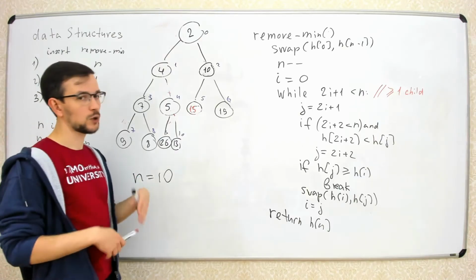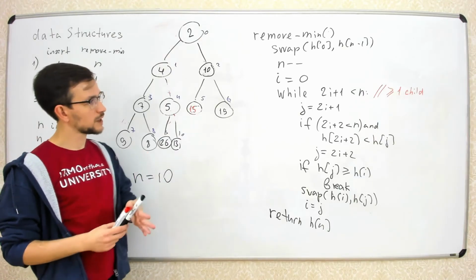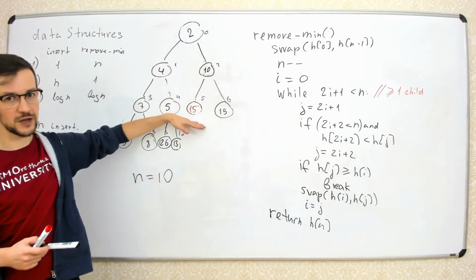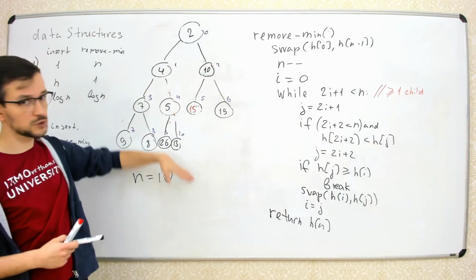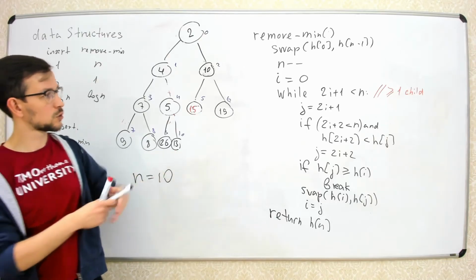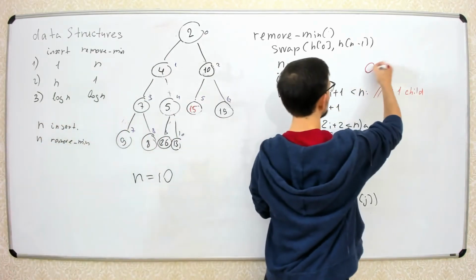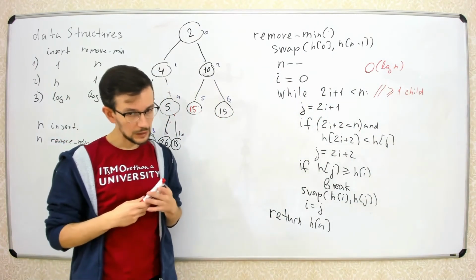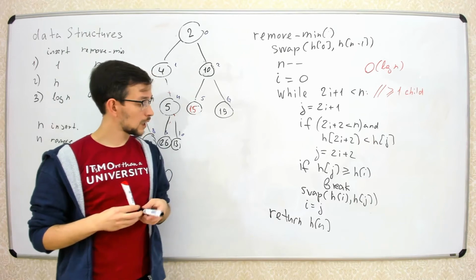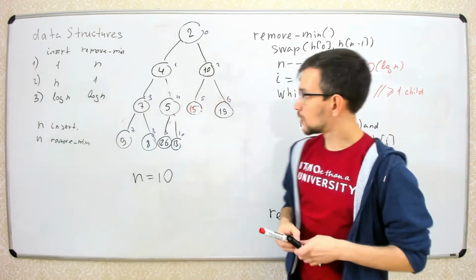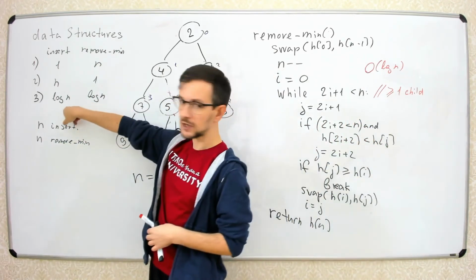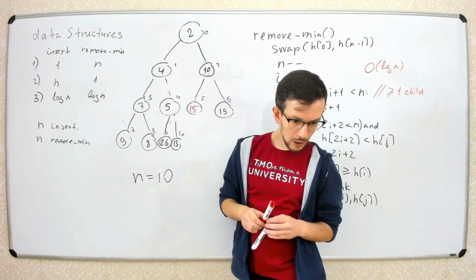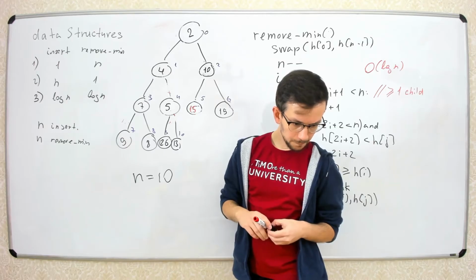Okay. Now let's calculate the time complexity. Time complexity here will also be logarithmic because again, on each iteration of this cycle, we move one step to the next layer of the tree. We have at most a logarithmic number of layers, so the total time complexity here also will be logarithmic. That's basically all. Now we have both operations. We can insert elements in logarithmic time, and we can remove minimal elements in logarithmic time. Cool? Cool.